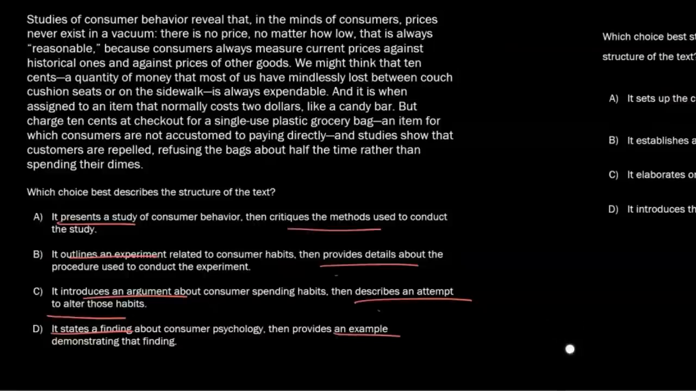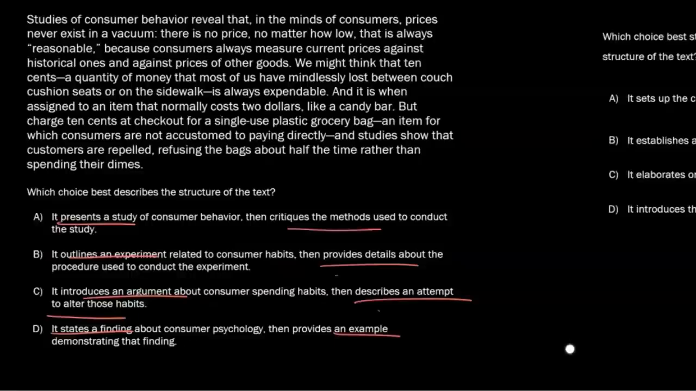"Studies of consumer behavior reveal that in the minds of consumers, prices never exist in a vacuum. There is no price, no matter how low, that is always reasonable, because consumers always measure current prices versus historical ones, and against prices of other goods. We might think that 10 cents, which is a quantity of money that most of us have mindlessly lost between couch cushions or on the sidewalk, is always expendable.